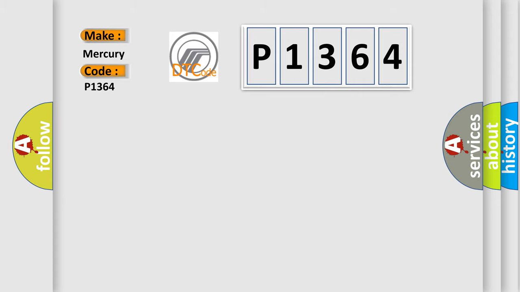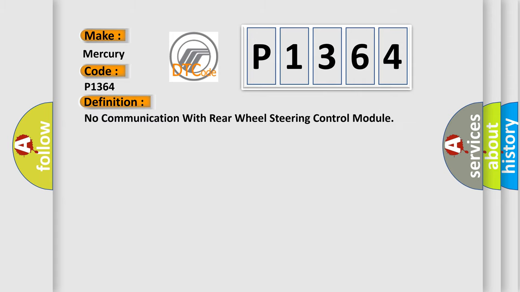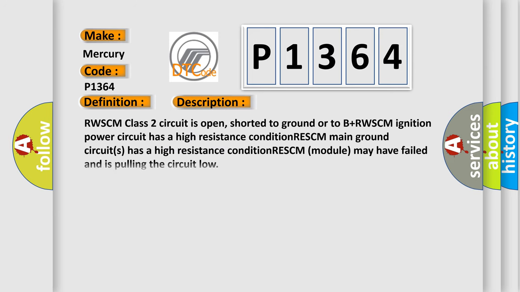The basic definition is no communication with rear wheel steering control module. And now this is a short description of this DTC code. RWSCM Class 2 circuit is open, shorted to ground or to B+. RWSCM ignition power circuit has a high resistance condition. RWSCM main ground circuits has a high resistance condition. RWSCM module may have failed and is pulling the circuit low.